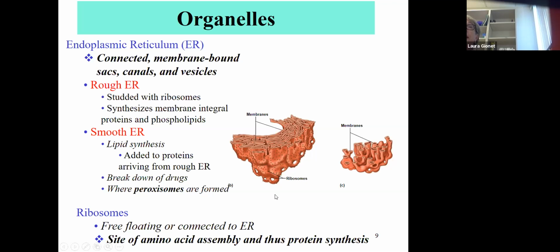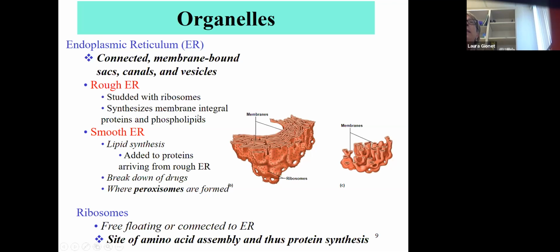The smooth endoplasmic reticulum is really associated with lipid synthesis, especially what are called chylomicrons. They become added to proteins from the rough endoplasmic reticulum. They also are active in breaking down different drugs in cells in your liver. Your liver detoxifies a lot of pharmaceutical type drugs, but also alcohol and different substances in the body. So those cells are going to have a lot of smooth endoplasmic reticulum. This is where peroxisomes are formed.